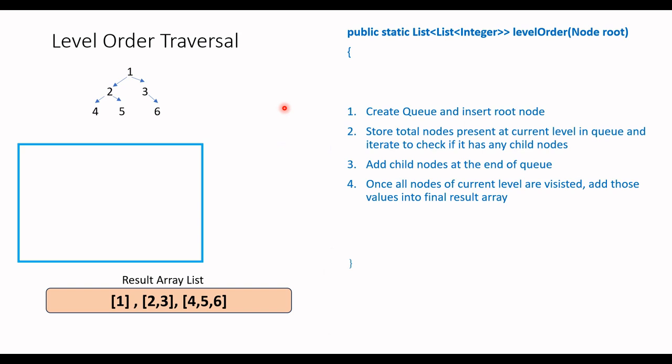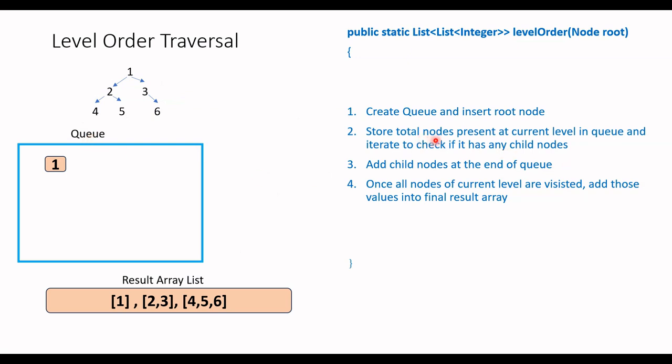Most of the tree problems are achieved by recursion. So we'll insert the root node whose data is 1 into the queue. We'll be using a queue data structure because it follows FIFO, and whichever element enters first will be exiting first. So we inserted the root node in the queue.